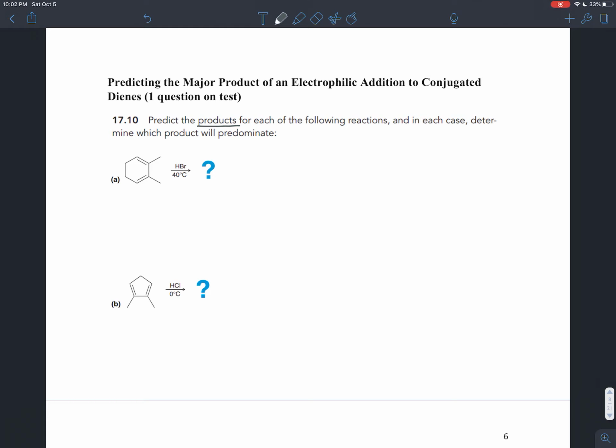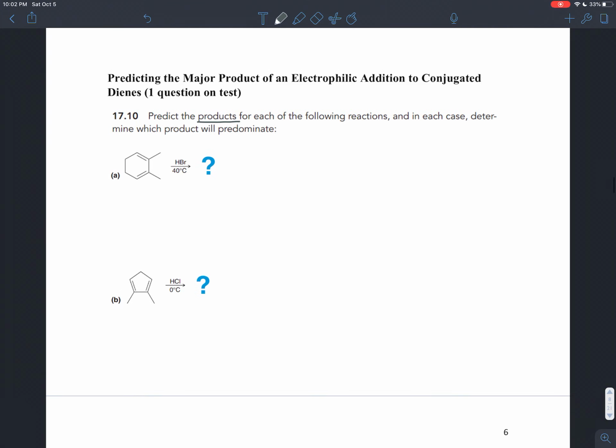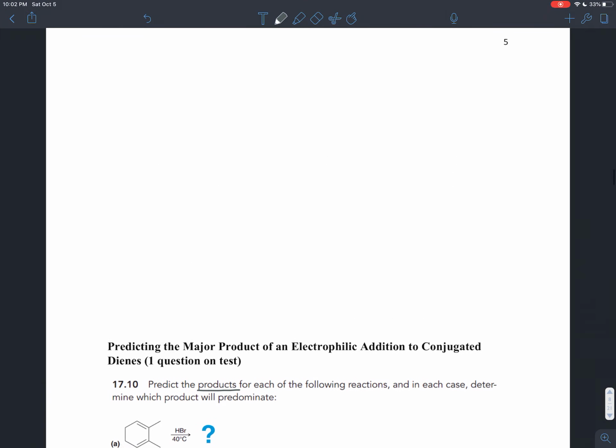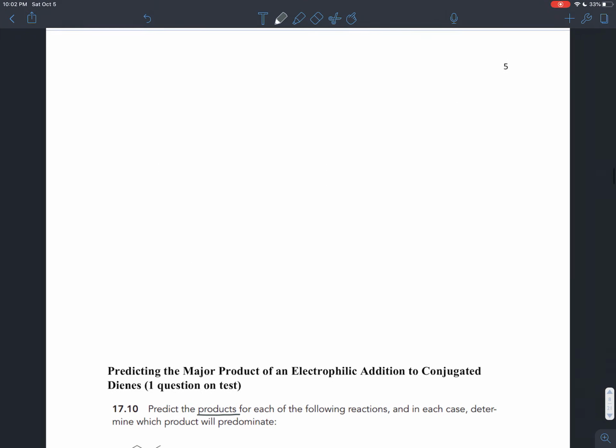And there is one other addition to this. In addition to drawing the products, we have to say which one predominates. Is the 1,2 product the major product, or is the 1,4 product the major product? So to understand that, let's think about just 1,3-butadiene and how, without drawing the mechanism, we could quickly predict the product for that.